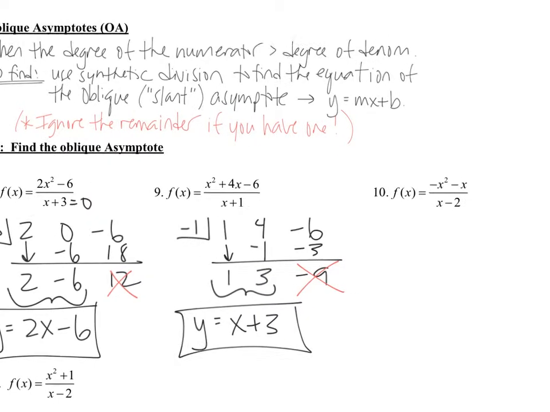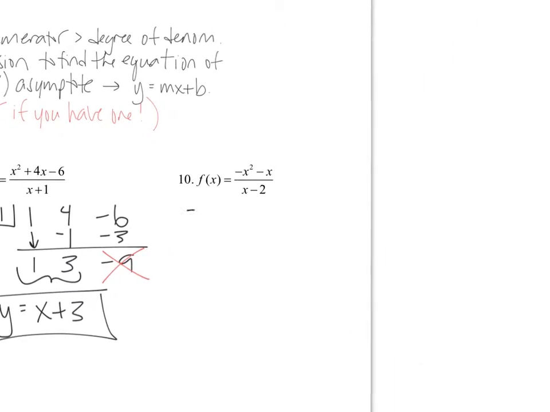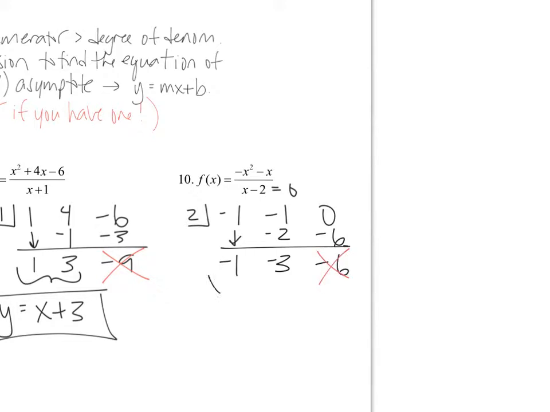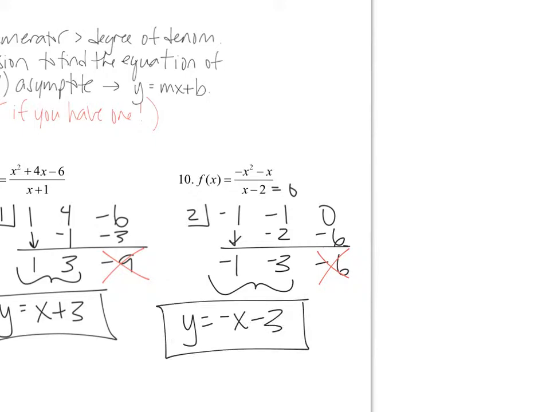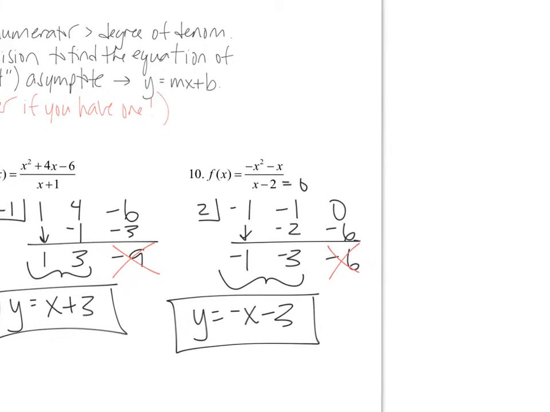Same thing for number 10. I'm going to put +2 in the box. Remember, that's because you set the denominator equal to 0. I'm going to put -1, -1, and yes, I need a 0 for the constant term because there is no last term in that polynomial up at the numerator here. Go ahead and do the synthetic division. Again, we have a remainder, but we ignore it for this. This means that my oblique asymptote for this problem is y equals -x minus 3, and that's going to be my dotted line that I'm going to use when I'm doing that graph.